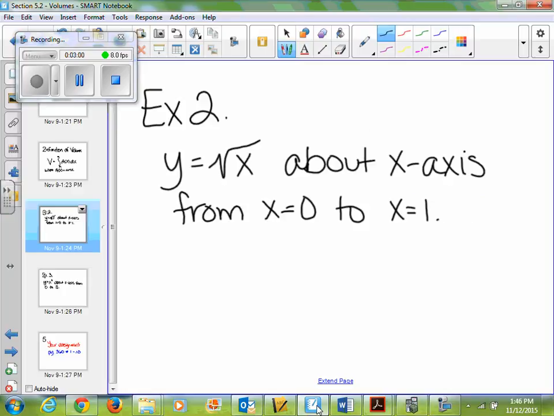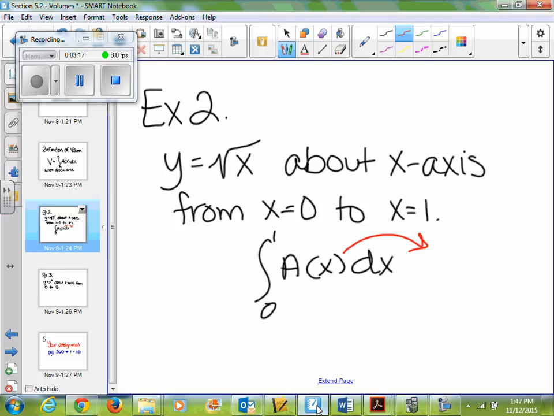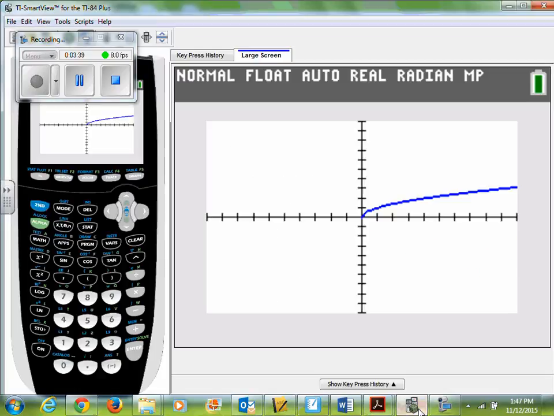Okay, so then that tells me the integral from 0 to 1, of the area of x dx. But I need to find my area. How do I find the area of a circle? Who remembers the formula for the area of a circle? Pi r squared. So the formula for the area of my circle is pi r squared. So I need to find my r. If I took this graph and spun it in a circle, then what would the radius of my circle be?